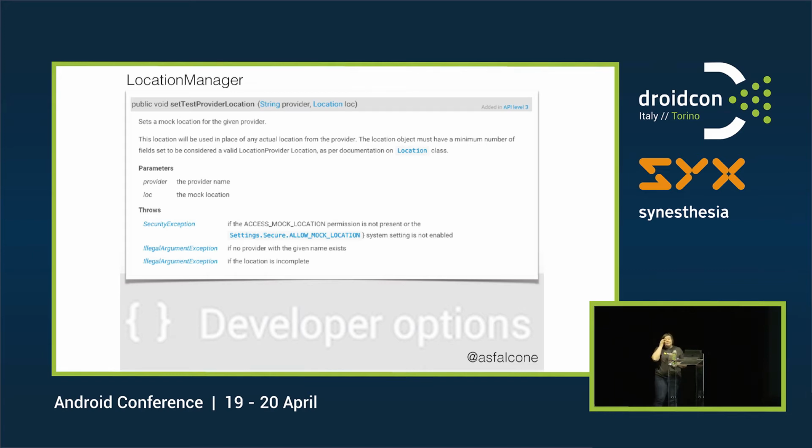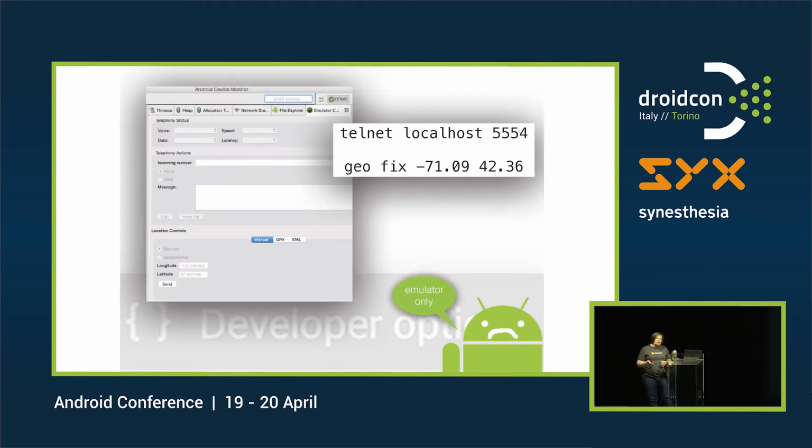If you were using an emulator, it's much easier to mock the location. You can use DDMS or telnet commands. But those are emulator only. So I promised you would have the power in your pocket, and your emulator doesn't fit there.